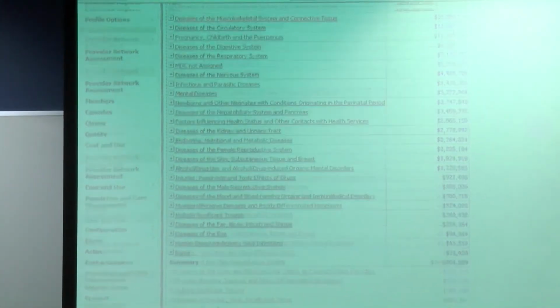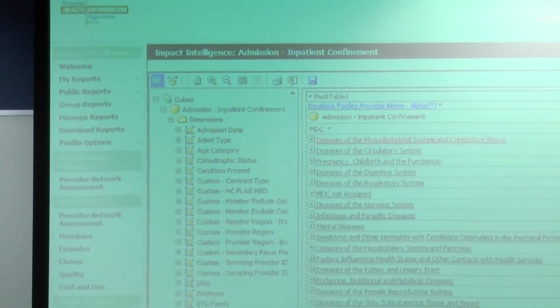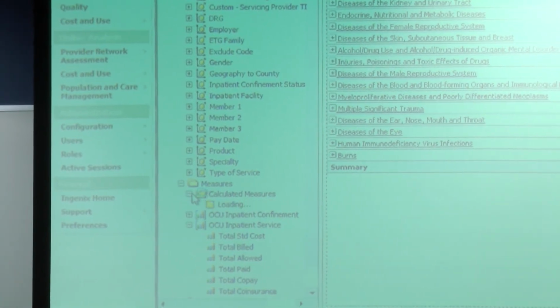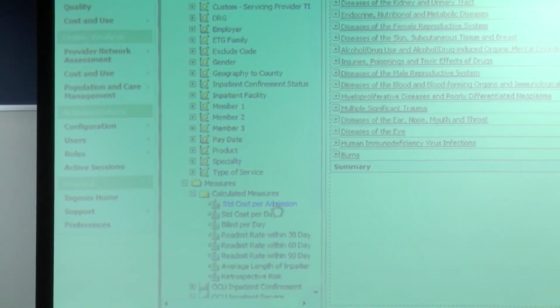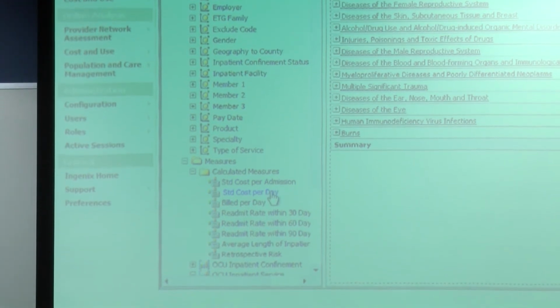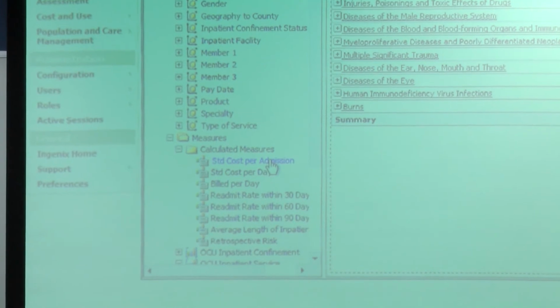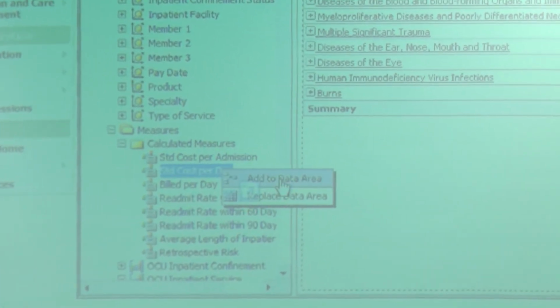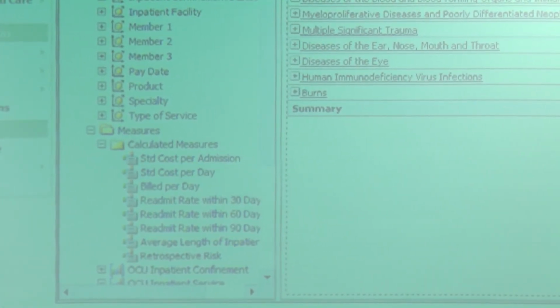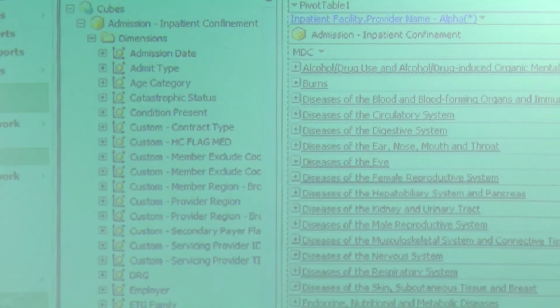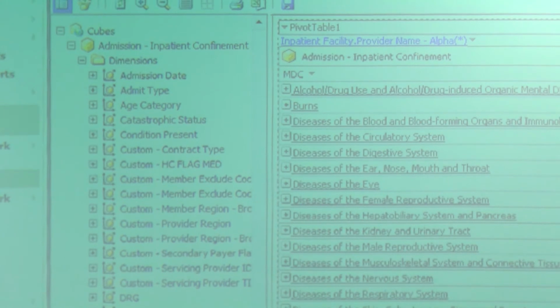So in this particular case, I'm going to drop it back to here. And what I'm going to do is go over and go down to my measures. We have calculated measures here. And we have standard cost per admission, standard cost per day. So we can pick whatever one we want to put in there. Let's take standard cost per day. I'm going to replace the data with that. And this is just going to be Mercy right now because that's all we have included in there. So there's the standard cost per day for just Mercy.